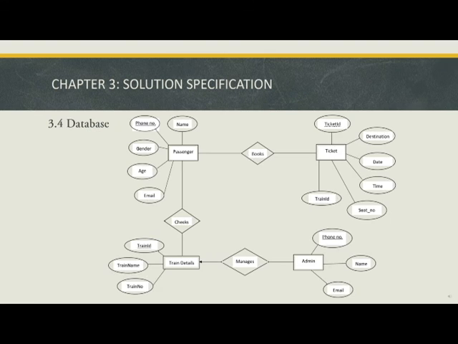Next is database. There are 4 tables involved in this database. They are table passenger, train detail, ticket, and admin. For the table passenger, there are 5 attributes which are phone number, name, email, age, and gender. For the table train detail, there are 3 attributes which are train ID, train name, and train number. Table ticket consists of 6 attributes which are ticket ID, train ID, destination, seat number, date and time, and the table admin consists of 3 attributes which are phone number, name, and email.